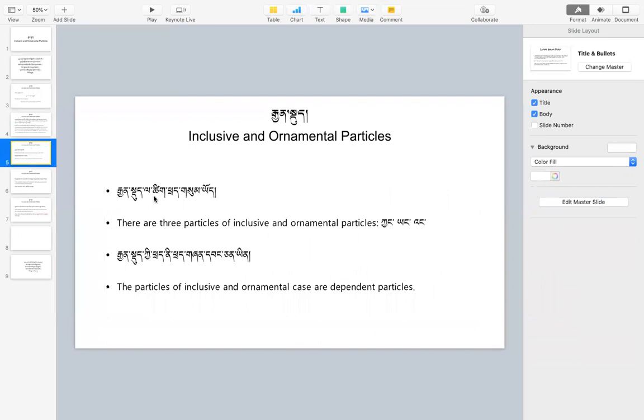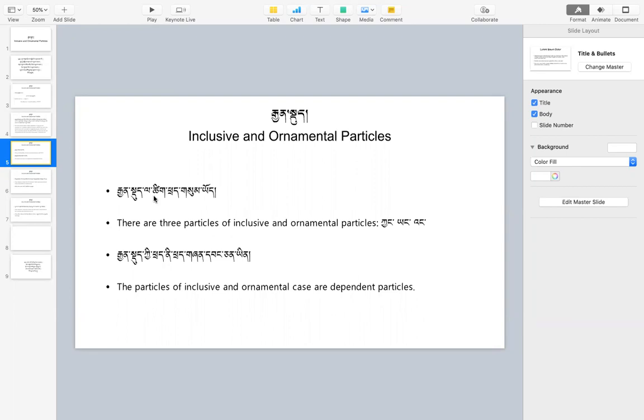So we try to understand the inclusive case here. There are three particles of inclusive and ornamental particles, and these three particles are Yang Yang Hang. The particle of the inclusive and ornamental case is a dependent particle. So what do we understand by dependent particle? We understand that these particles depend on the suffix letter to be associated with the name. Therefore, these are called the dependent particles.